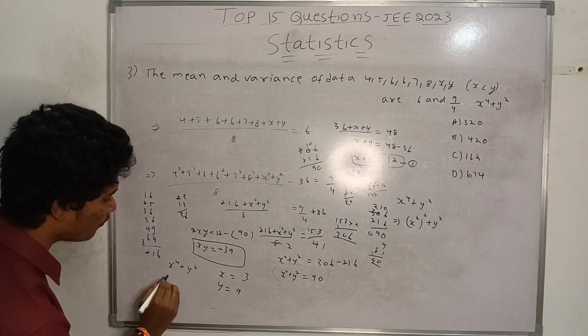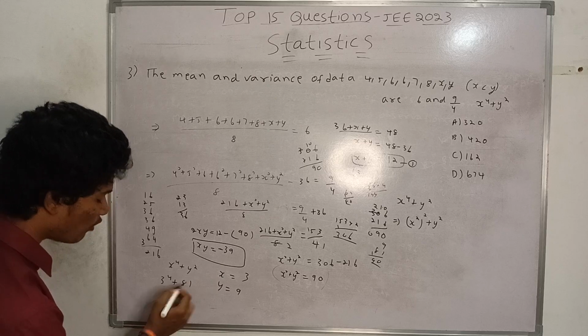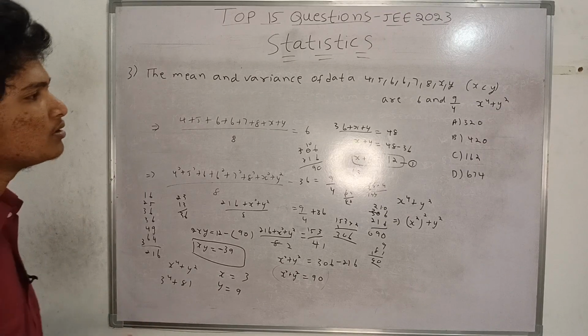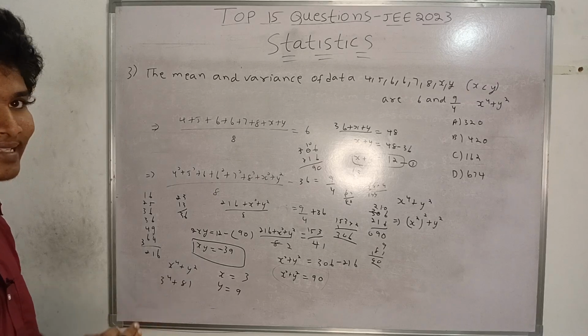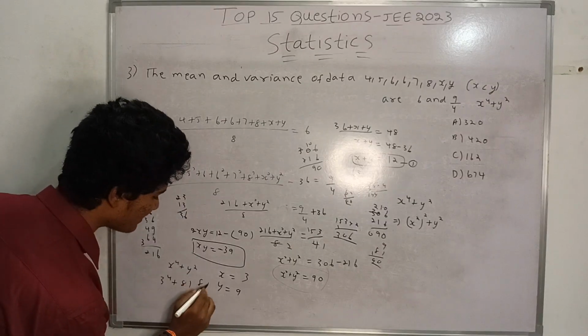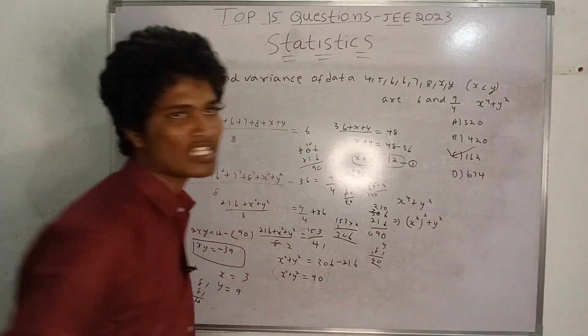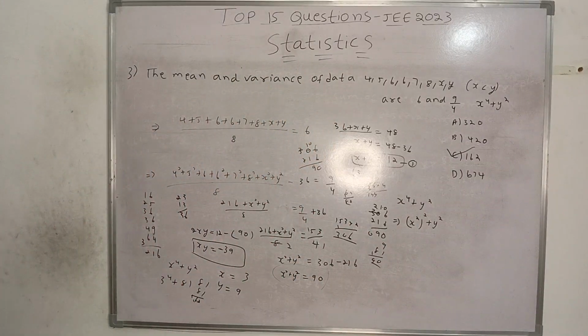X power 4 is 3 power 4, plus y square is 81. What is 3 power 4? 3 power 4 is 3 3s are 9, 9 3s are 27, 27 3s are 81. So simply it is 81 plus 81, that is 162, which is option C. Simply like this you have to do.